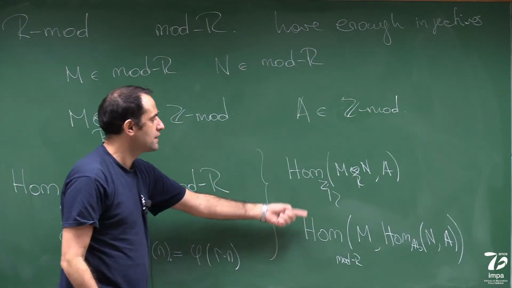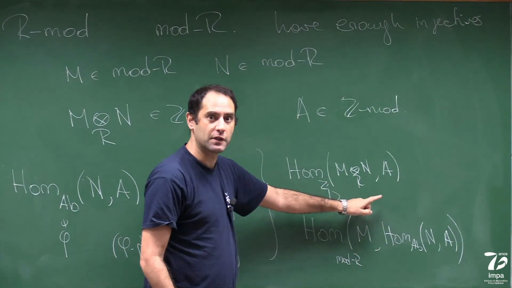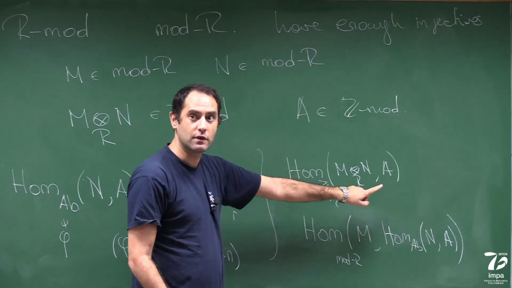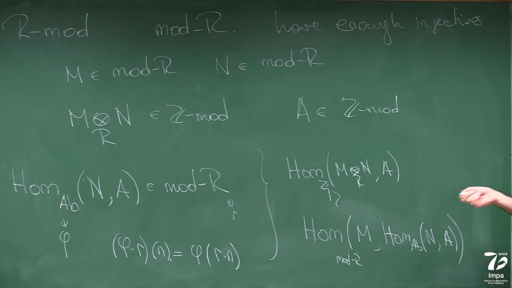And this is natural in the sense that if you have a map from N to N prime, then you get a commutative square. If you have a map from M to M prime or from A to A prime, you get a commutative square.